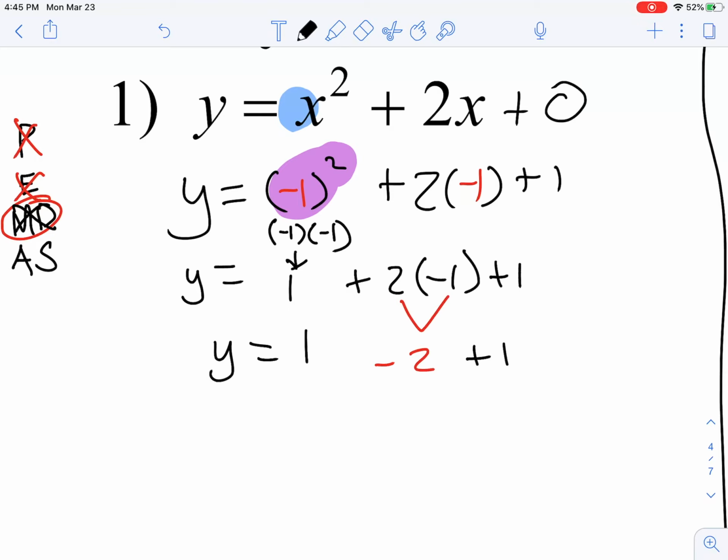And now I'm doing addition and subtraction from left to right. So y equals 1 minus 2, which is negative 1 plus 1. That was those two put together. And y equals 0. Negative 1 plus 1.